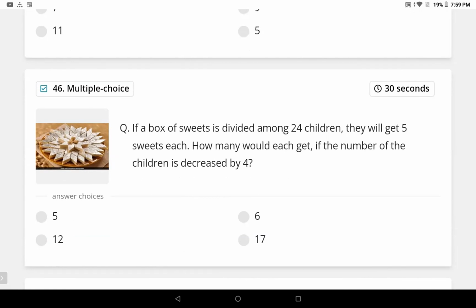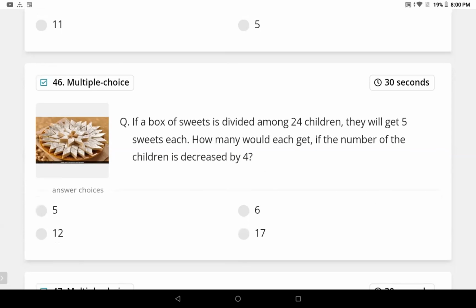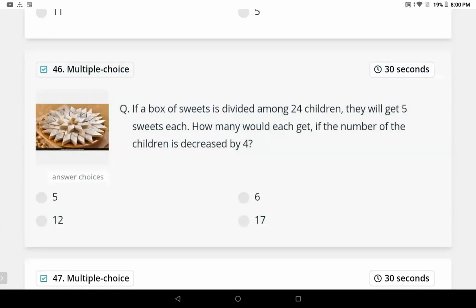How many would each get if the number of children is increased by 4? Listen, children, this is once again an indirect proportion, because the number of people will increase. This is there in the textbook. You have the same question.